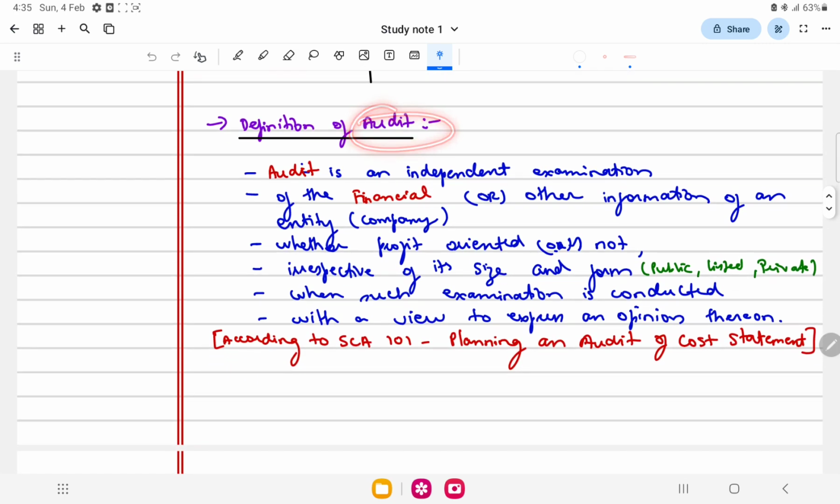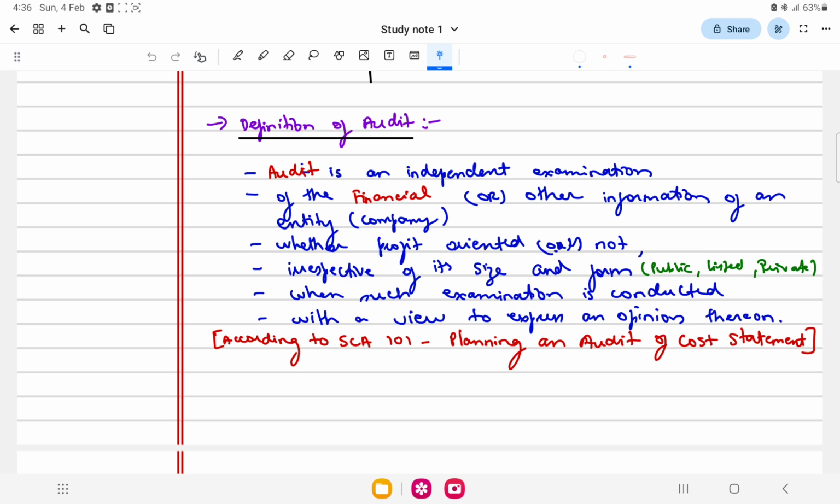Then the next definition is the definition of audit. Audit is an independent examination of the financial or other information of an entity, whether that entity is profit oriented or not, irrespective of its size or form, whether it's a large company, small company, public limited company, listed company, private company, whatever it is.